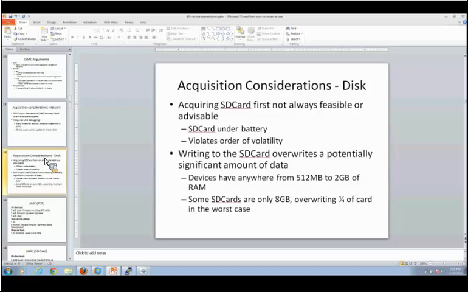One thing to realize with this is your Android devices have anywhere from, say, 512 meg RAM to 2 gigs. There might be devices with more RAM already, or they'll be coming out. And then if you look at your stock SD cards, they're 8 gigs. So if I have 2 gigs of RAM and an 8 gig SD card, and I take my memory capture to the SD card, I've just overwritten a fourth of the card. That's a huge amount of evidence to lose just trying to acquire memory. So hopefully ADB works and you can get access to it. If not, you just have to be aware that you're potentially not recovering much deleted evidence from the SD card.